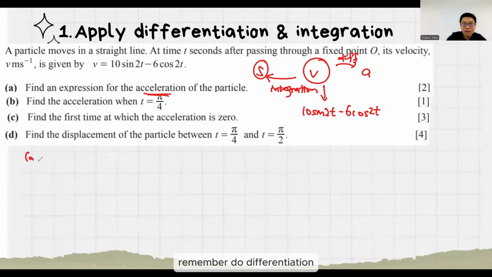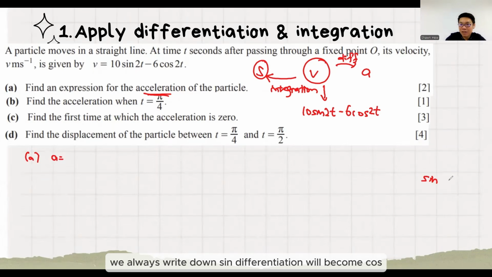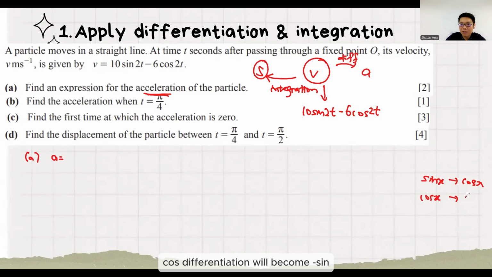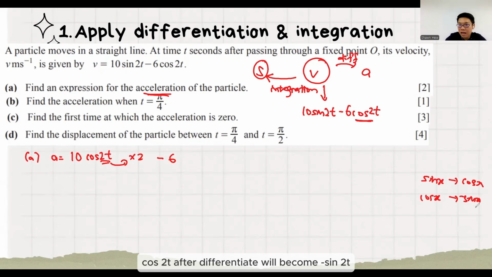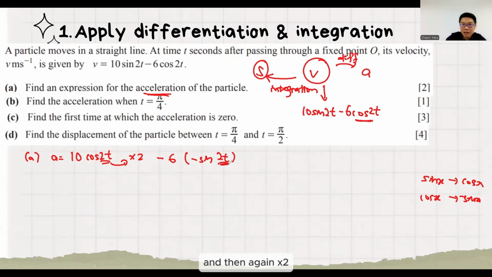Remember, do differentiation. We always write down: sine differentiated becomes cos. Cos differentiated becomes negative sine. So here we differentiate, sine becomes cos. So it's 10 cos 2t, and then differentiate the inner part, so times 2. And then minus 6 cos 2t, after differentiating becomes negative sin 2t, and then again times 2.